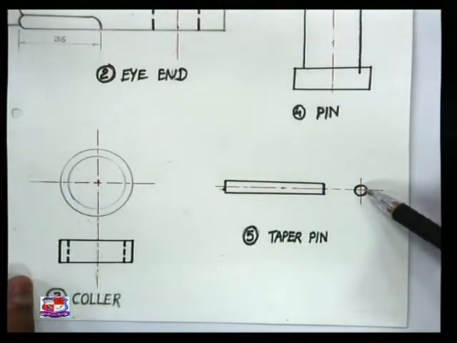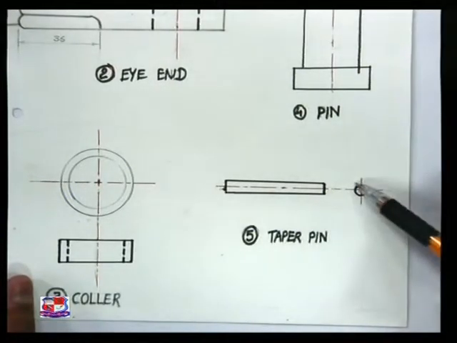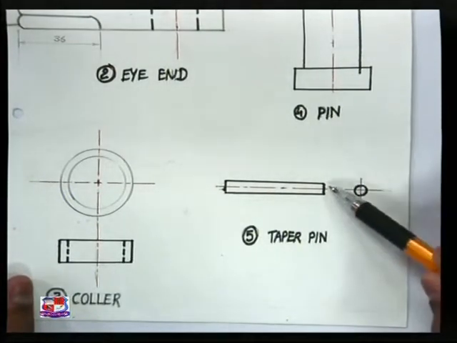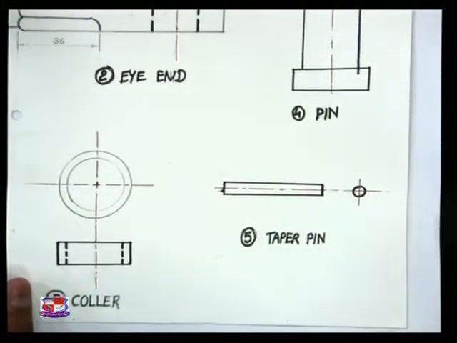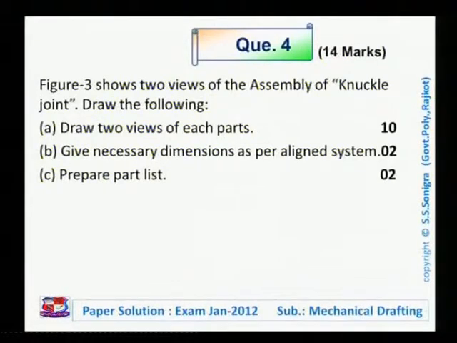Draw two circles, because if it's a taper, two circles would appear over here. One is this side circle and another is the circle representing this outer side. So these are the 5 components of the given assembly. Now it is asked that we have to prepare a part list for the given problem.